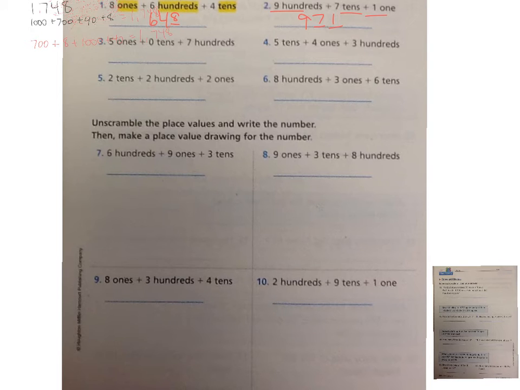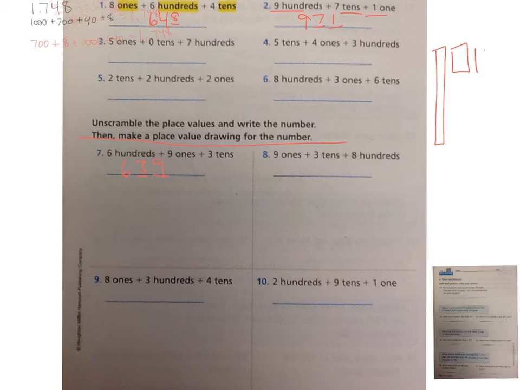Okay, the next part says unscramble the place values and write the number. Then make a place value drawing for the number. Remember, the place value drawing has 1,000, 100, 10, 1. Okay, so the first one says 600, 9 ones, 3 tens. So you have 600 is the biggest number. You have 3 tens and 9 ones.